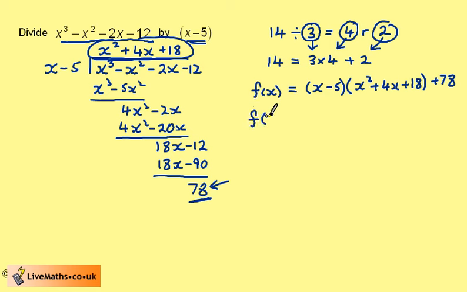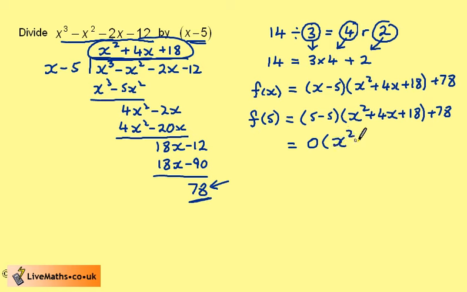If we evaluate f of 5, then we get 5 minus 5 times this expression with the 5 substituted in. Add the 78. But we haven't substituted in here because we can see immediately that this will become 0, so it doesn't matter about the contents of this bracket, because 0 times anything is 0, so we just get left with 78.